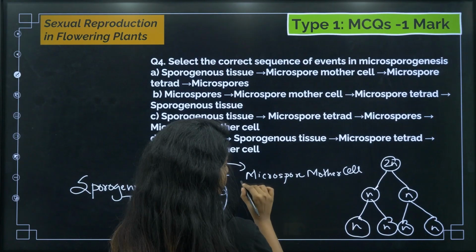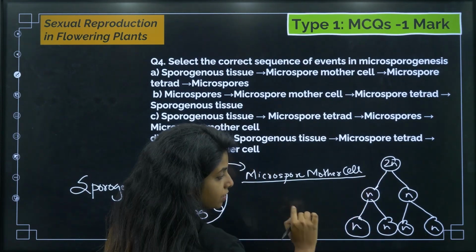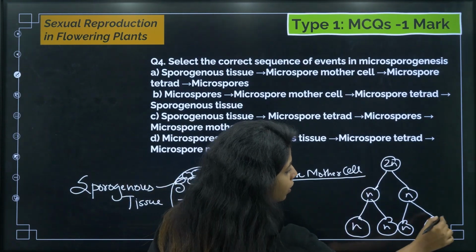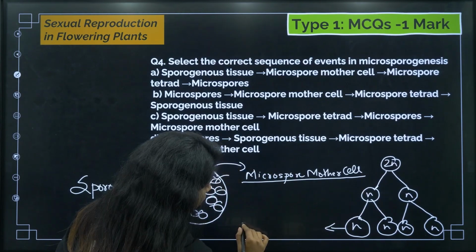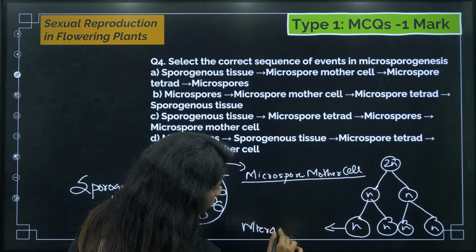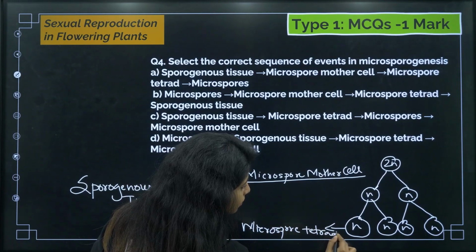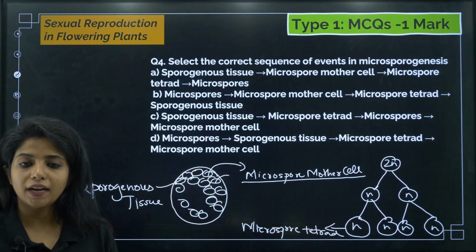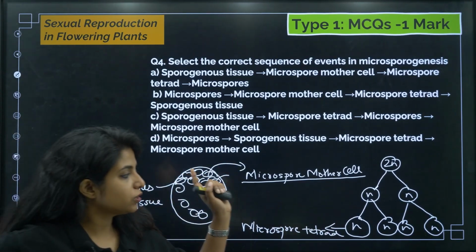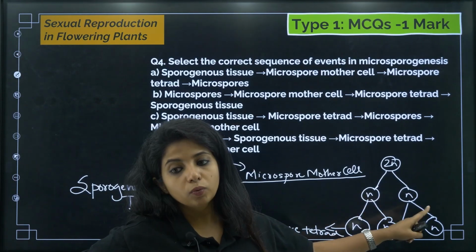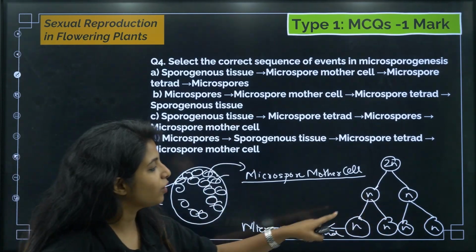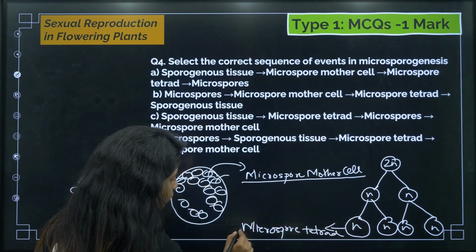So, the microspore mother cell underwent meiosis and now you have 1, 2, 3, 4. What are these 4? They are microspores, children. And since they are 4 in number, I call them a microspore tetrad. In the case of the megaspore, what was happening? 3 of them were getting degenerated, only 1 was forming the embryo sac. Here all of them will be known as microspores.